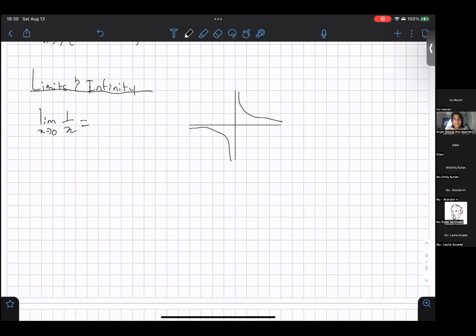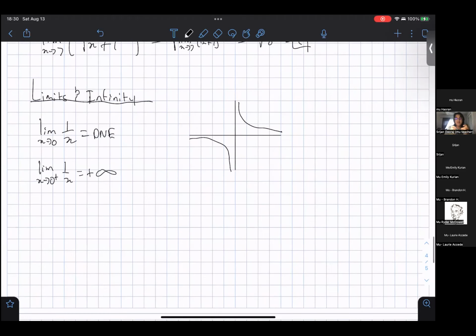I got one person that said it does not exist, which is correct. So your intuition is correct. They go to different numbers: one goes up to positive infinity and the other goes down to negative infinity. So we say that this does not exist. But what we can define in some sense is the limit as x approaches 0 from the positive side. This is equal to positive infinity, because as you get smaller and smaller values of x approaching from the positive side, it's going to be positive infinity.